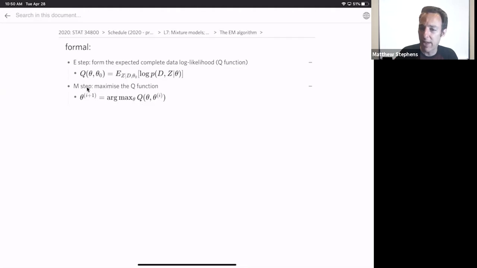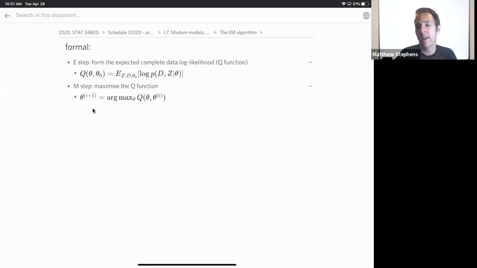And then the second step of the EM algorithm is called the M step. We just find the theta to maximize Q of theta, theta 0. Or here I've replaced theta 0 with theta i. Theta i represents theta at the ith iteration. And the idea is that this tells you what the next iteration of theta will be. So theta i plus 1 becomes theta 0 in this expression. Okay, so the EM algorithm is simply to repeat those steps.